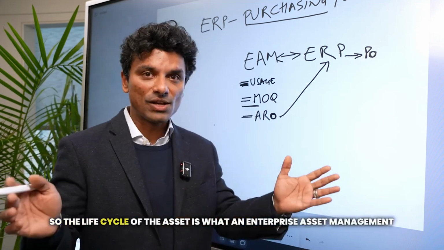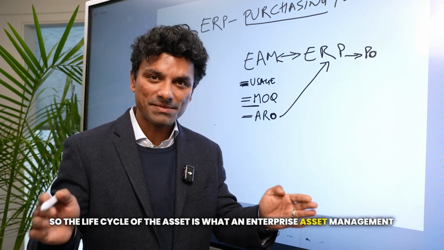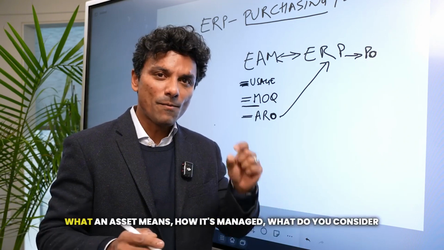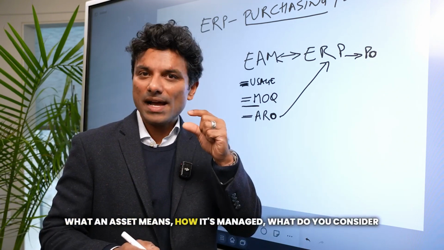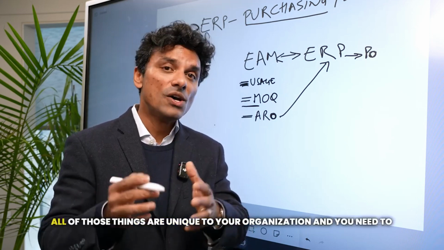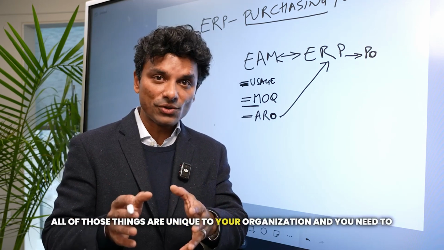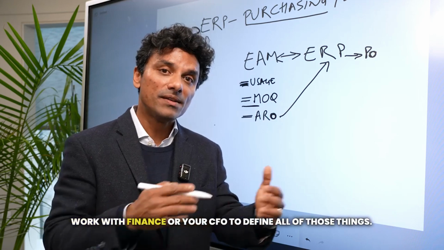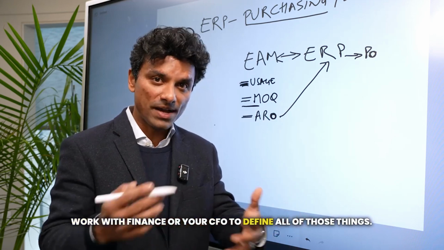So the life cycle of the asset is what an enterprise asset management system manages. What an asset means, how it's managed, what you consider depreciation, what methods you use. All of those things are unique to your organization and you need to work with finance or your CFO to define all of those things.